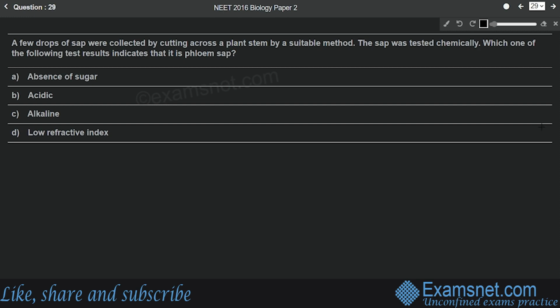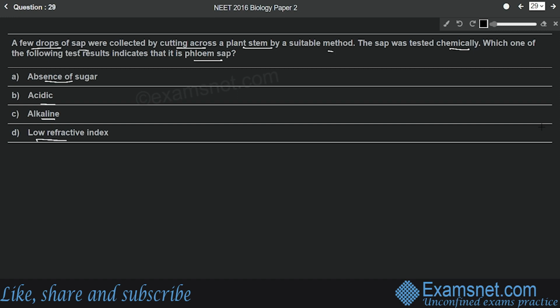Question number 29 is from the chapter Transport in Plants, and the question is, a few drops of sap were collected by cutting across a plant stem by a suitable method. The sap was tested chemically. Which one of the following test results indicates that it is a phloem sap? Options are absence of sugar, acidic, alkaline and low refractive index.